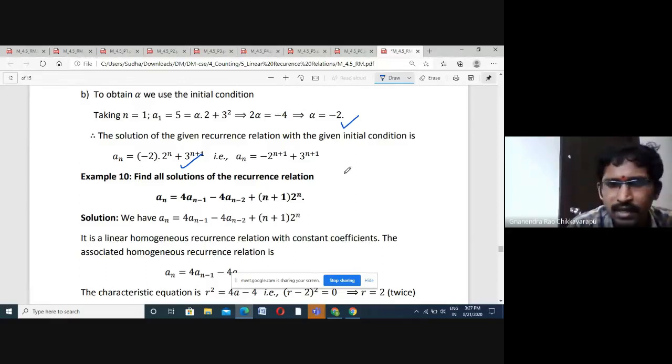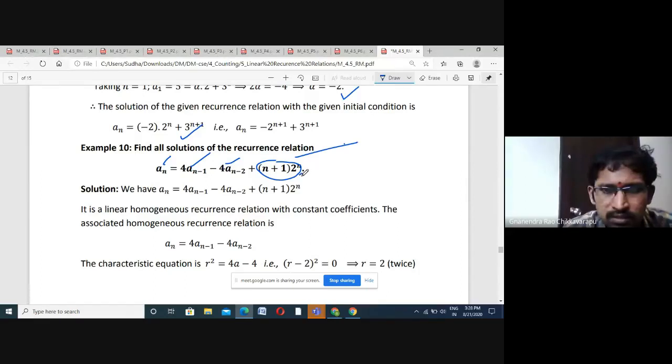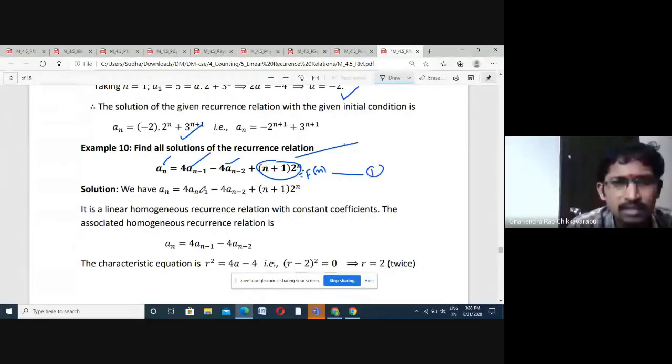And another one is, find all the solutions of the recurrence relation. This contains an minus 1, this contains an minus 2. There is no term of that sequence an. That means this is taken as f of n, and so this is non-homogeneous. So you should declare first, since f of n is equal to n plus 1 into 2 power n, that is not equal to 0, this is a non-homogeneous or inhomogeneous linear recurrence relation. Its general solution is of the form anh plus anp.